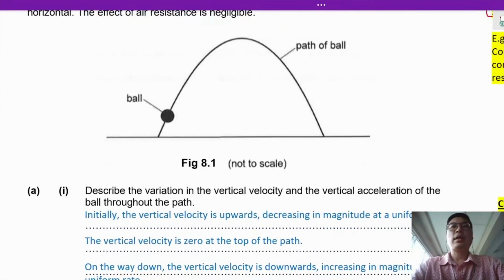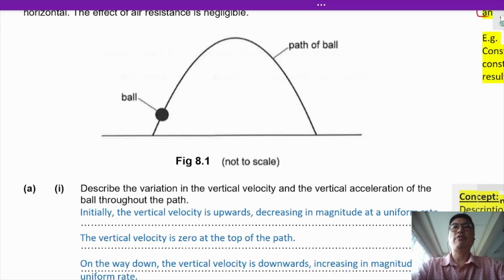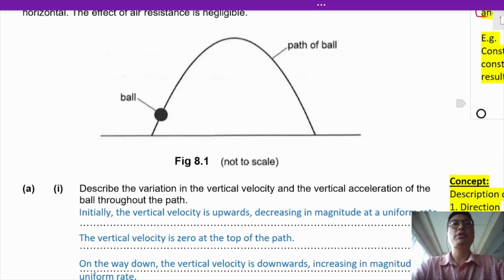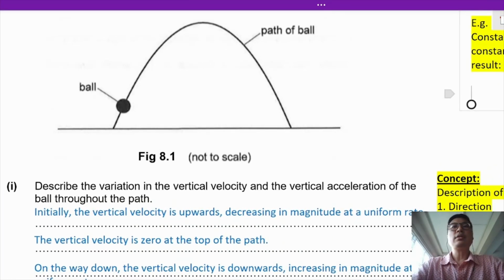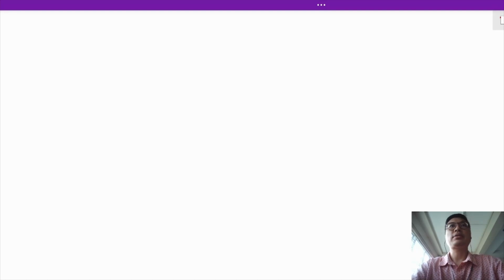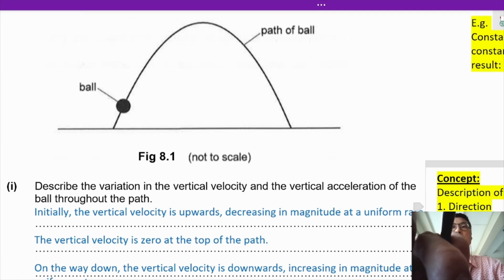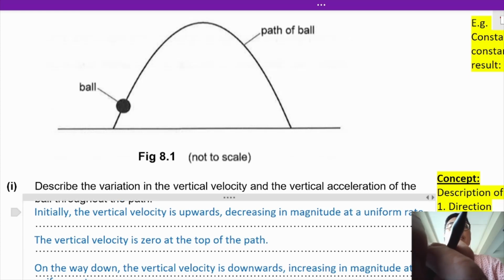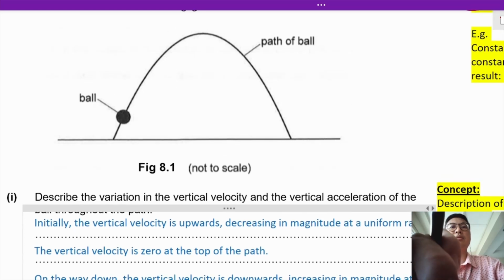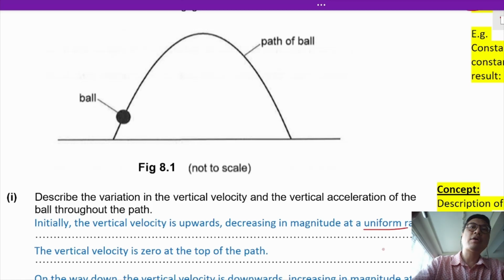So let's take a look at how to describe the variation of vertical velocity and vertical acceleration of the ball throughout the path. Initially, the vertical velocity is upwards. In describing velocity, there are three things you want to talk about: the direction, the change of the magnitude, and the rate of change of the magnitude. Basically, this is the direction, the velocity, and the acceleration. So initially the vertical velocity is upwards and it's slowing down. So we say the vertical velocity is decreasing in magnitude at a uniform rate. Uniform rate means constant acceleration.